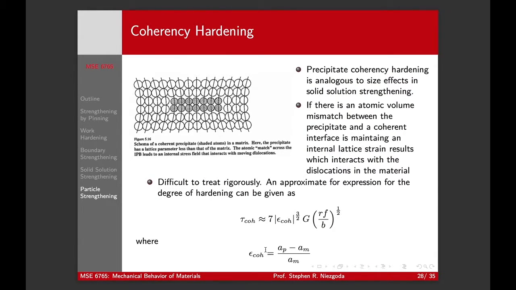Okay, so let's look at the effect of interface coherency. The precipitate coherency is analogous to size effects in solid solution strengthening. There's an atomic volume mismatch between the precipitate and the matrix. So there's an internal lattice strain. Anytime you have a lattice strain, we have a stress field around here that can interact with the dislocations. So it's very difficult to treat this rigorously.